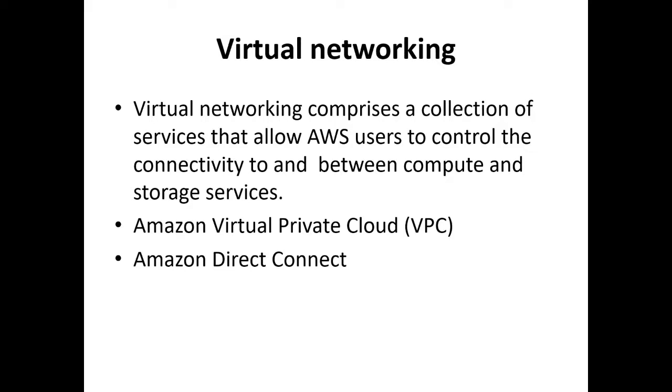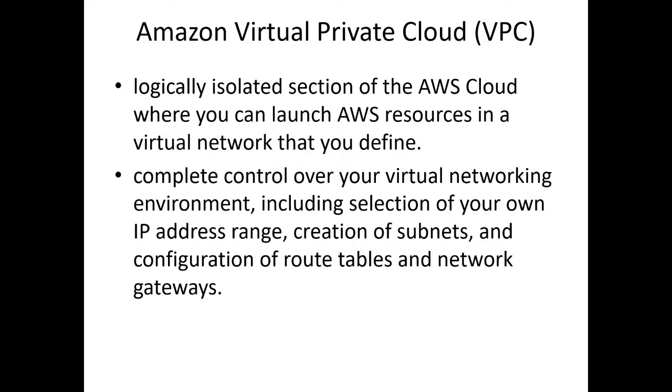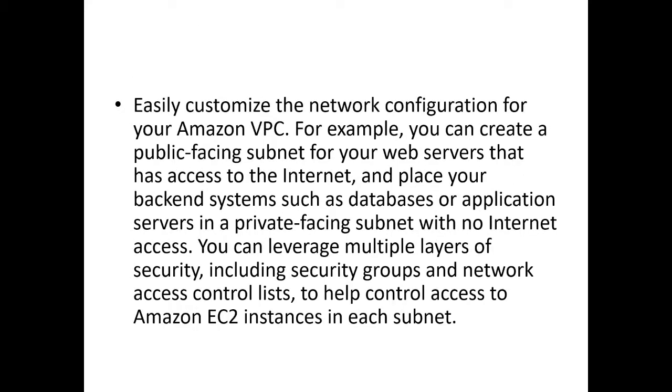So, as discussed in the previous slide, Amazon Virtual Private Cloud provides logically isolated sections of the Amazon Cloud. Complete control over the virtual networking environment is given with a specific range of IPs. It has an easily customized network configuration for your Amazon Virtual Private networks.